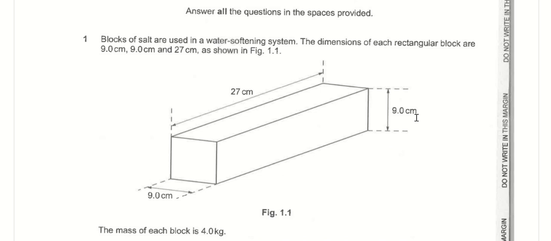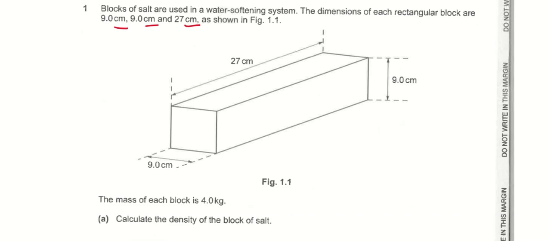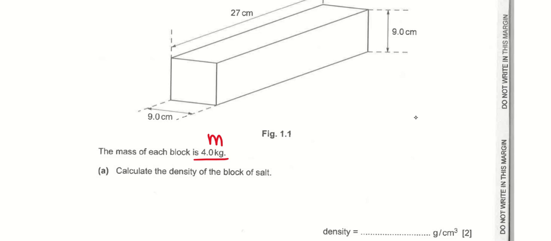Okay, question says blocks of salt are used in a water softening system. The dimension of each rectangular block are 9 cm, 9 cm, and 27 cm. So it's good, everything is in cm. And the mass of each block is 4 kg. So this is my m. Calculate the density of the block of salt.